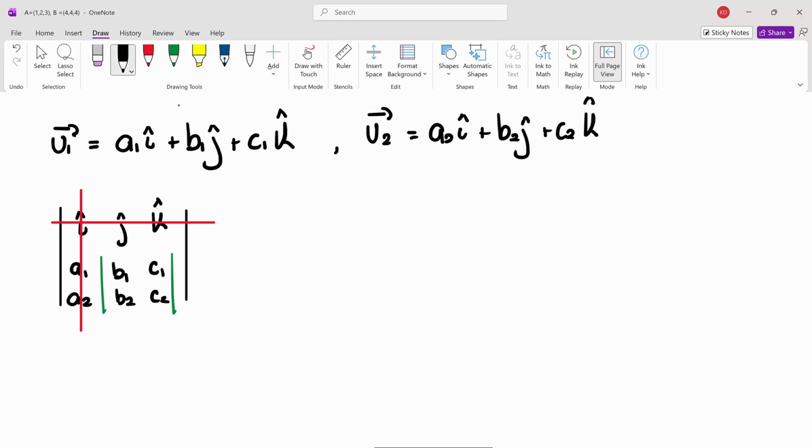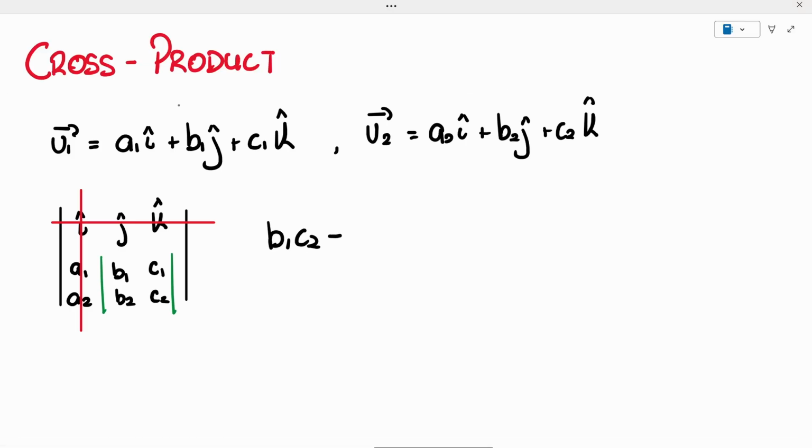All we do for the determinant here is we multiply the diagonals, right? So b1 c2, and we subtract the other diagonal, c1 b2. Put that in our brackets, we multiply that by i. So a minus sign.